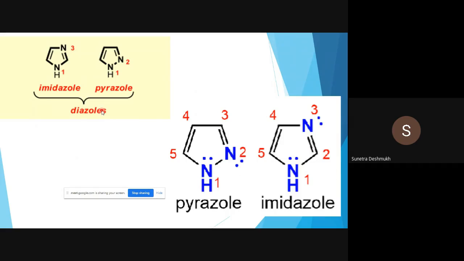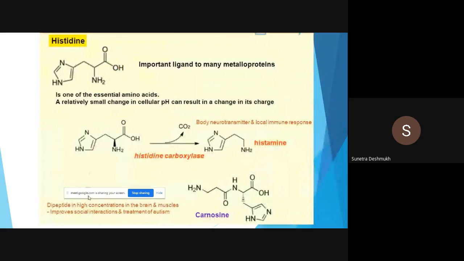So these are diazoles. Five-membered ring, that's why it's an "ole". And as two nitrogen atoms are present, we call it "diaza". So diaza means two nitrogen atoms, and ole means five-membered ring. This is the normal nomenclature of the compound.